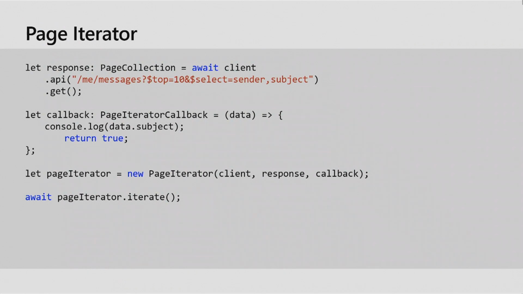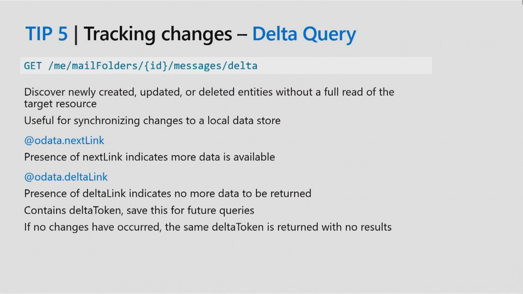So the next tip is going to talk about tracking changes in data. So you've received a set of messages, but maybe what you're interested in is really just the messages that have actually changed. So you can use a function on that messages collection called a delta function. And that allows you to discover newly created, updated, or deleted entities without having to fully pull down the collection and compare with what you've previously received. And this is very useful for synchronizing to a local data store. And it works in much the same way.